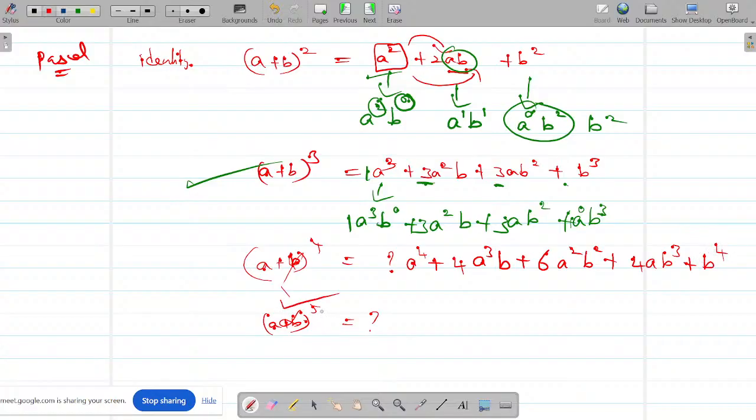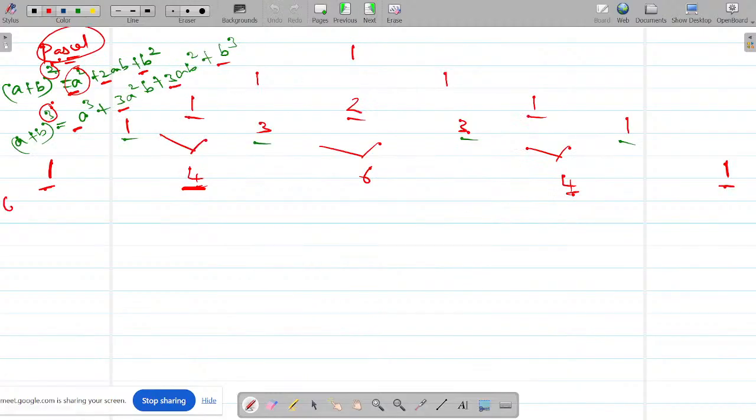a plus b power 5, you can imagine and tell. What happens for a plus b power 10? Wait, let me finish off the Pascal's triangle. You need not do that. There's another beauty in this. What is that? You can take the help of combinations.